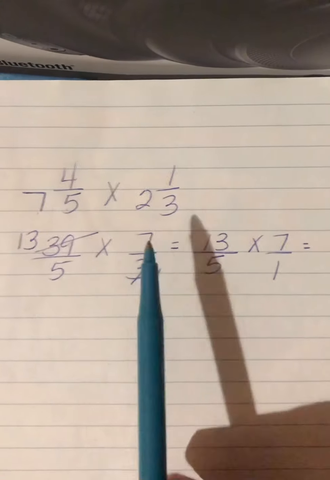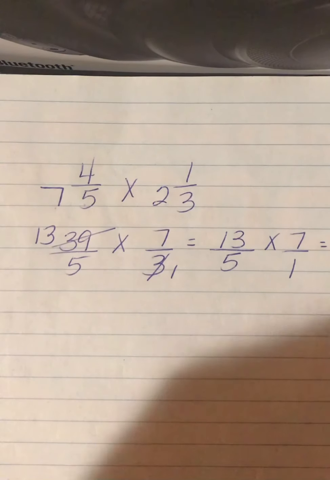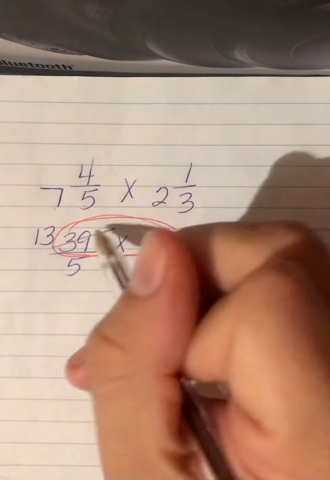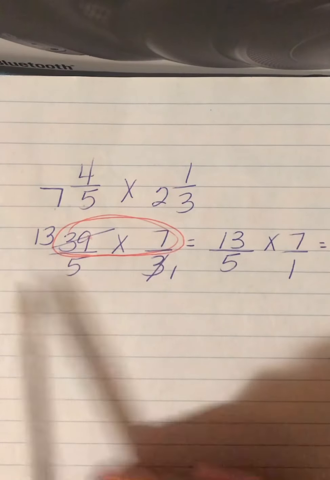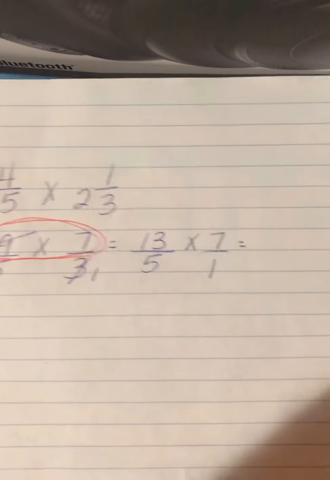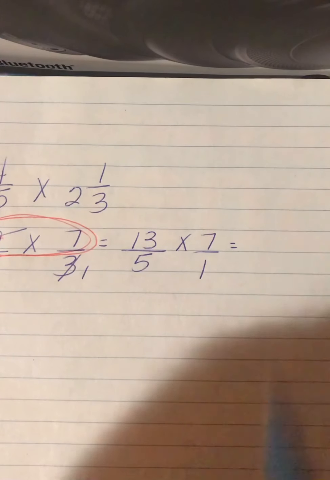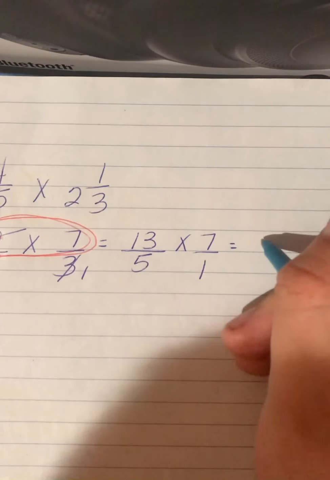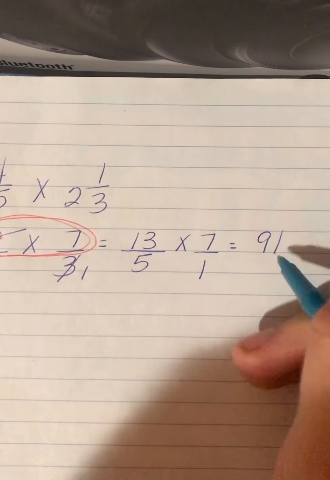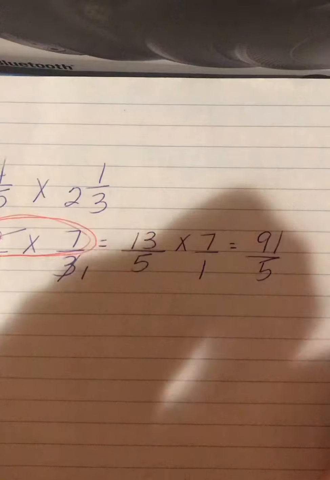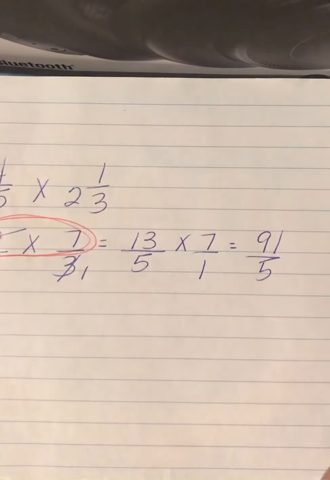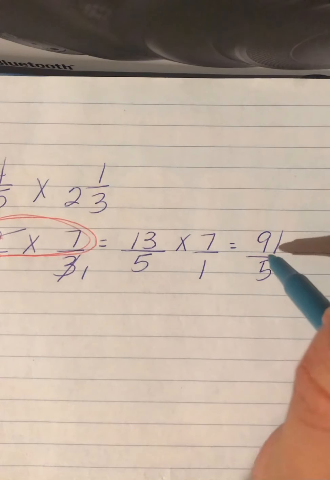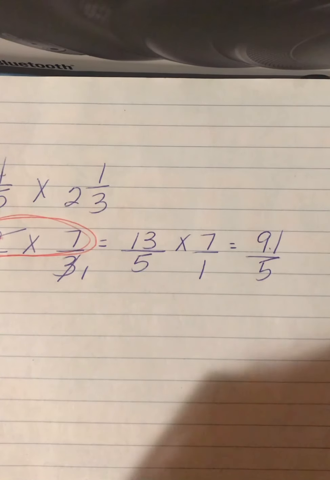Do you see the importance of cross-simplifying? Because if I didn't cross-simplify, I'd have to multiply this big number. And now that I cross-simplified, I was able to break it down into a number with a smaller value. 13 times 7 is equal to 91. And 5 times 1 is 5. And now we've reached the end of step 3, so now we're moving on to step 4, which is to change the improper fraction into a mixed number.